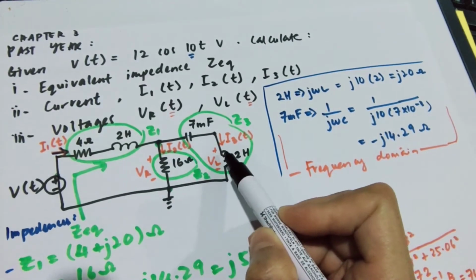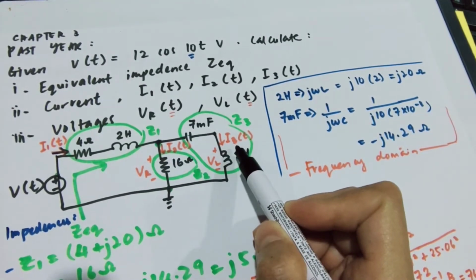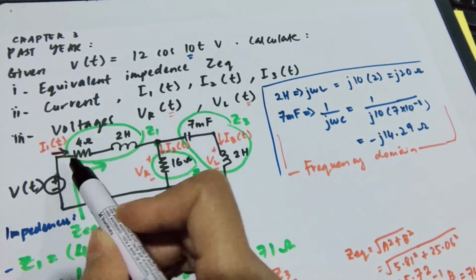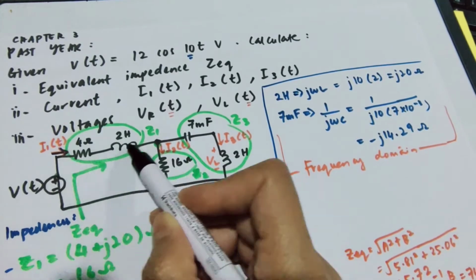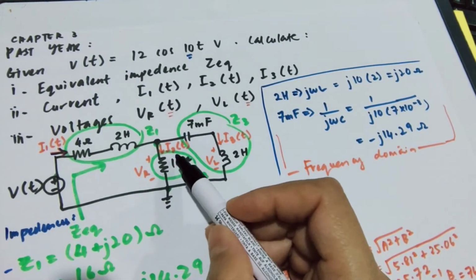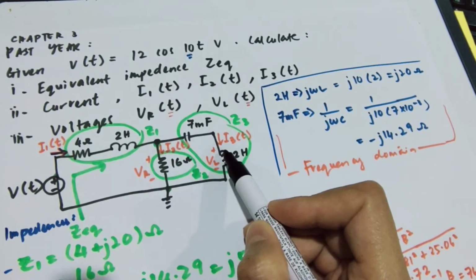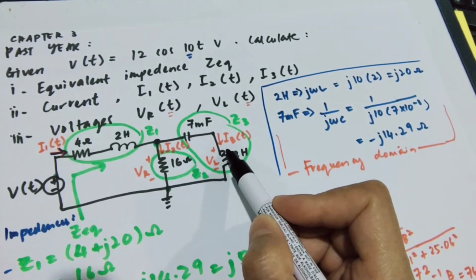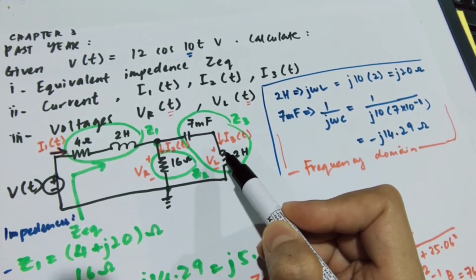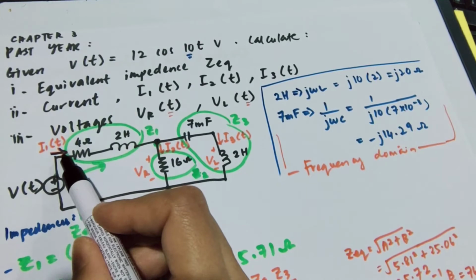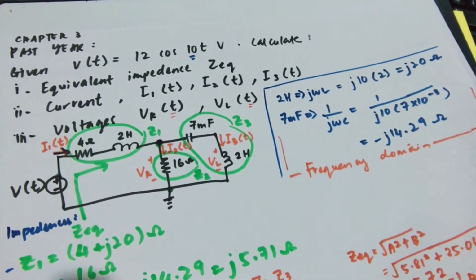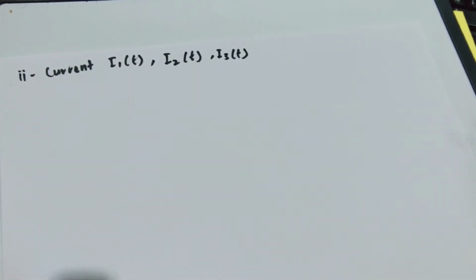For I1, I2 and I3, from this node it breaks into these two. This is the main current I1 from the source, and then up to this node it breaks into two currents, I2 and I3. For I2 and I3, we can find them by using the current divider formula. Whereas for I1(t), we can use the normal Ohm's law, V equals IR. So first let's find I1.